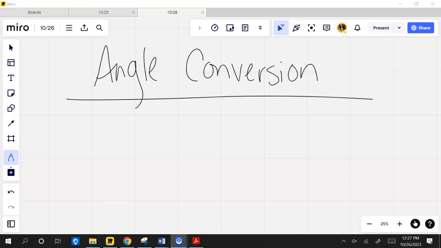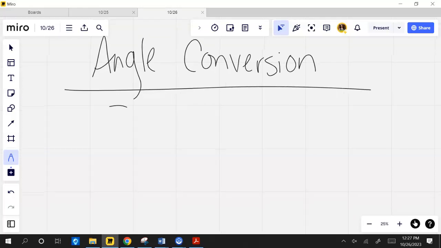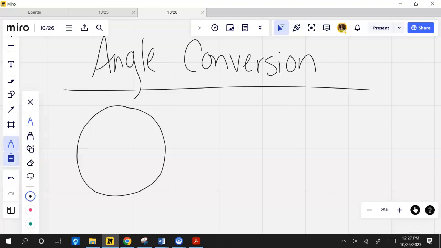All right, let's talk about angle conversion. How many degrees does a circle have? 360 degrees. Here's what I'm going to do. I'm going to put it on an XY plane. Okay? We're not talking about functions right now, but you are correct.